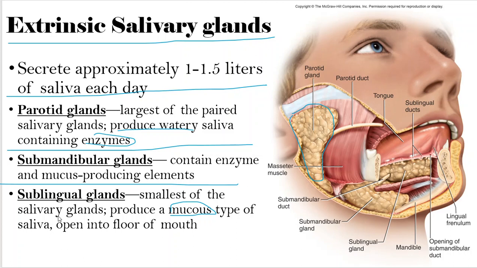Why did I do that? Because the submandibular glands are going to produce a saliva that's somewhere between these two. They're going to have one that's both watery and mucousy. I don't know if that's a word. Mucinous would probably be a better word for that.